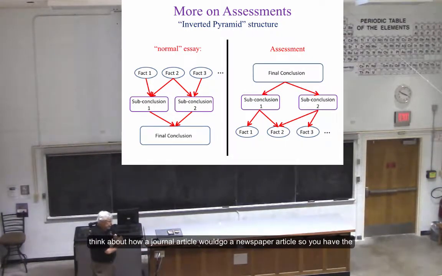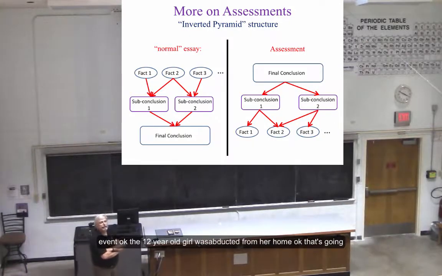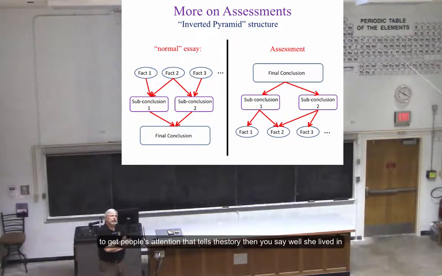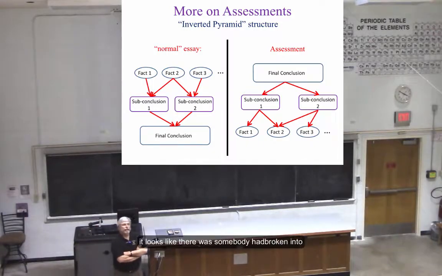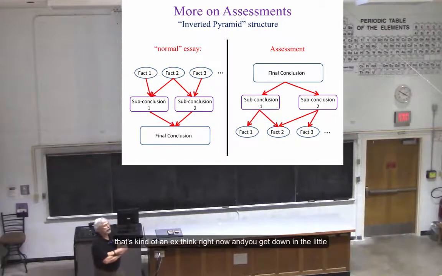So you first have the event, okay? A 12-year-old girl was abducted from her home. Boom. That's going to get people's attention. That tells the story. Then you say, well, she lived in this neighborhood. It looks like somebody had broken in, and so on. That's kind of the next thing, all right?